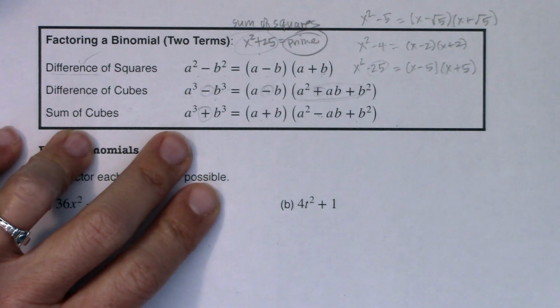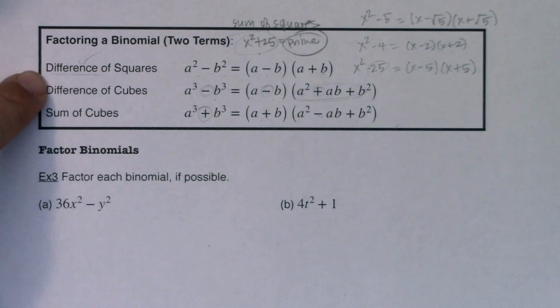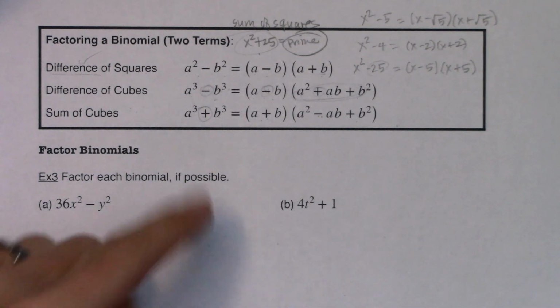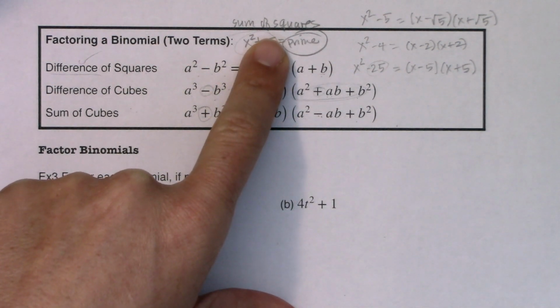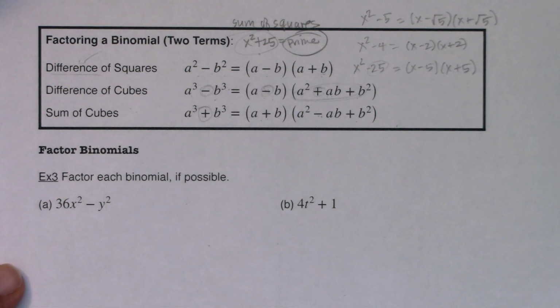So we're going to look at the 4 examples here, and we're going to line them up. We're either going to have a difference of squares, a sum of squares, difference of cubes, or sum of cubes. And as we start to go through example 3, if we spot the sum of squares, we're done. It's prime. It's the other 3 that create more work for us.